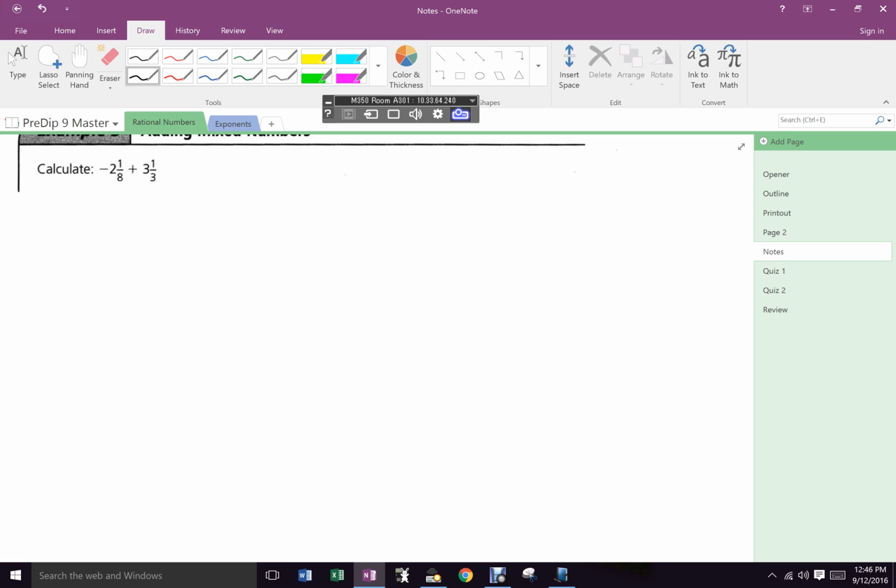Alicia. -2 plus 3, which is what? 1. And then 1/8 plus 1/3. Is that correct? No. Why? Because you have to change the denominator.